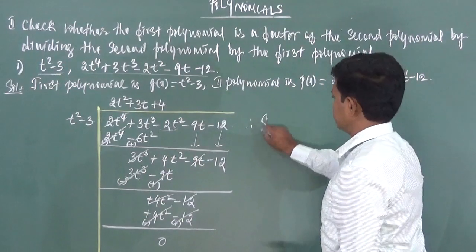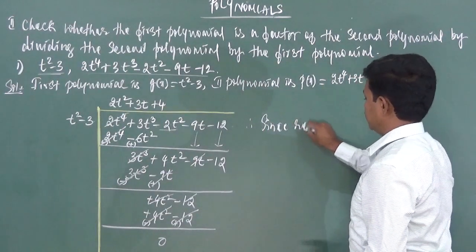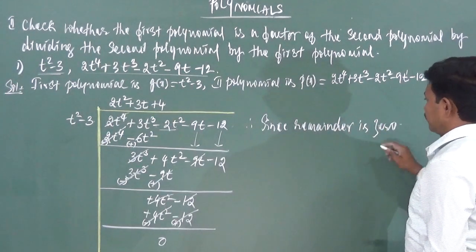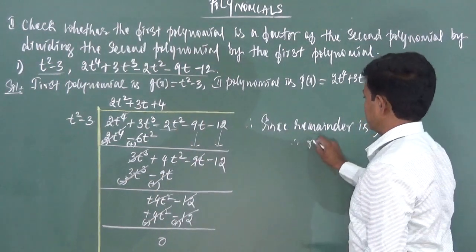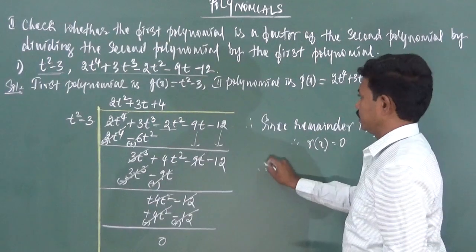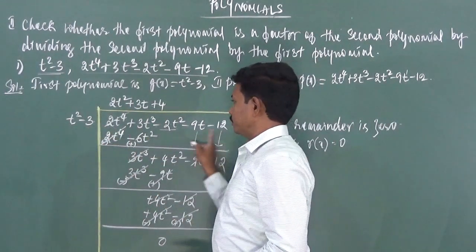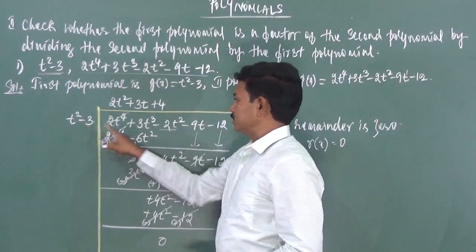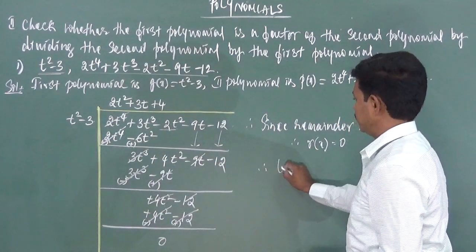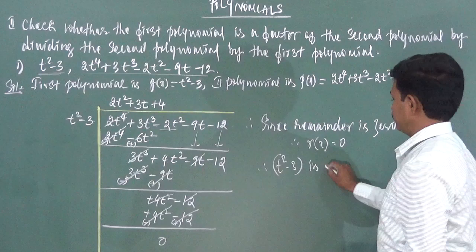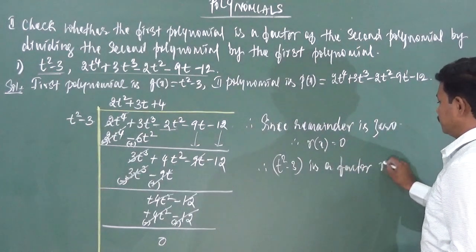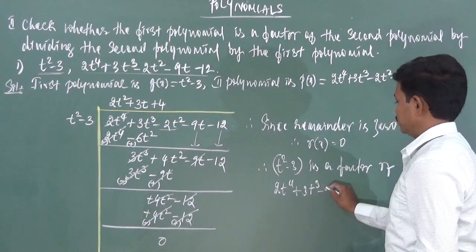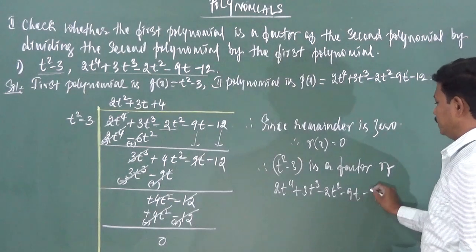So therefore, since you have to write the statement, since the remainder is 0, we can call that remainder r of x. So r of x is equal to 0. So therefore we have divided this polynomial by this polynomial, and we have got the remainder as 0. So therefore this polynomial is a factor of this. So therefore t square minus 3 is a factor of 2t to the power 4 plus 3t cube minus 2t square minus 9t minus 12.